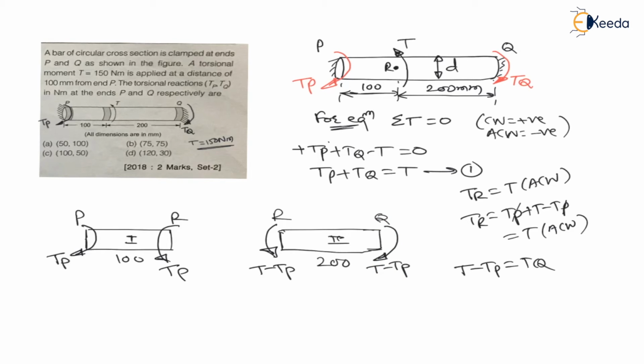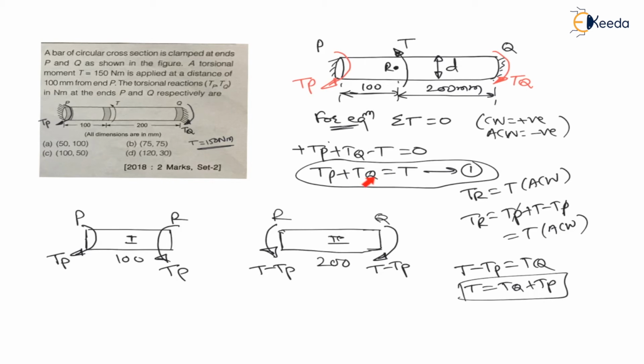Our assumption is TQ, or not? Therefore, we can say T minus TP is equal to TQ. Therefore, total torque will become TQ plus TP, meaning the equilibrium equation is satisfied. Here, the first equation, which is the equilibrium equation, is the same equation we got. Therefore, the equilibrium equation is satisfied. Right. Therefore, the torque on element 2 is T minus TP and torque on element 1 is TP.